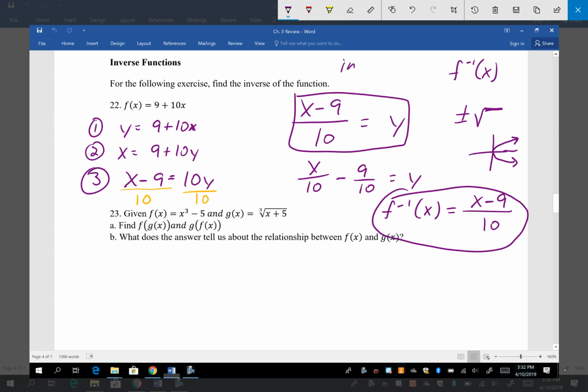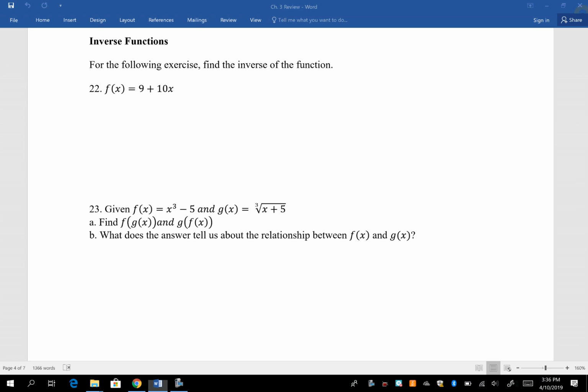Index, plural. Indices. Not industry. Index. Indexes. Everybody good with, I know we got a little crazy there, with 22? Okay. Who's got another one?